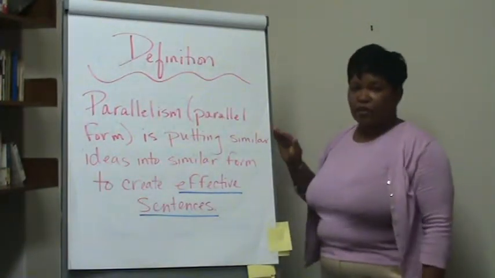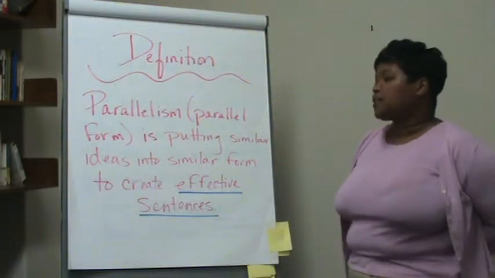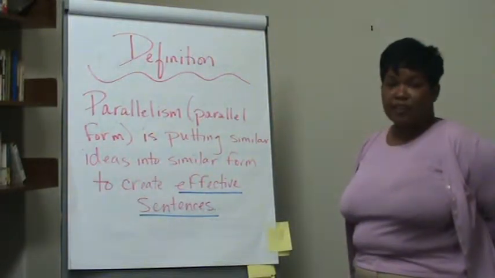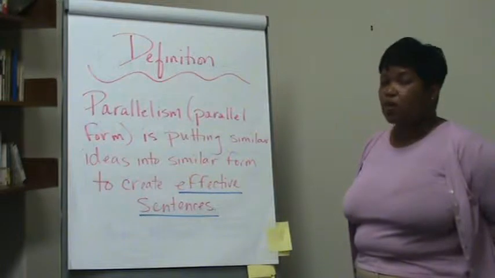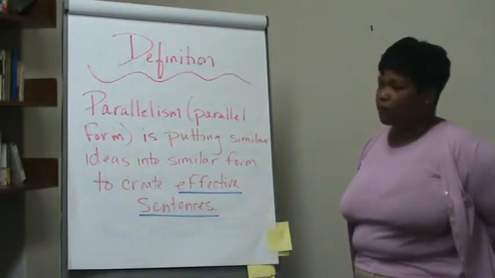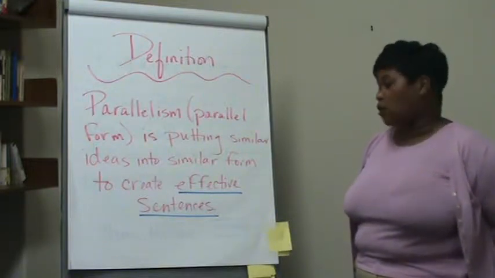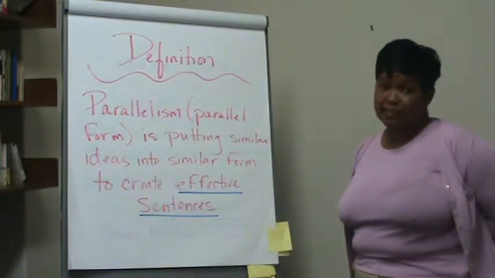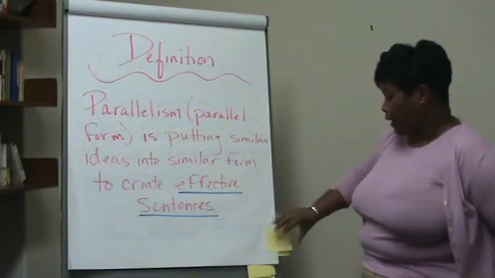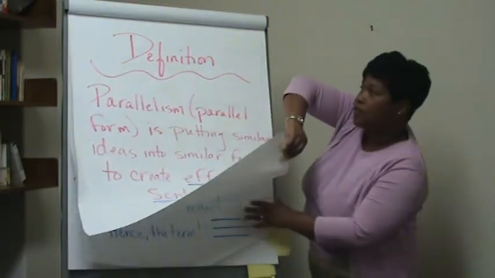The definition of parallelism is putting similar ideas into similar form to create effective sentences. And so when you're thinking about parallelism, which is kind of difficult for people to pronounce, or parallel structure, you have to recognize that ultimately what you're going to get is consistency in your sentences. So that's our major focus of today's discussion.